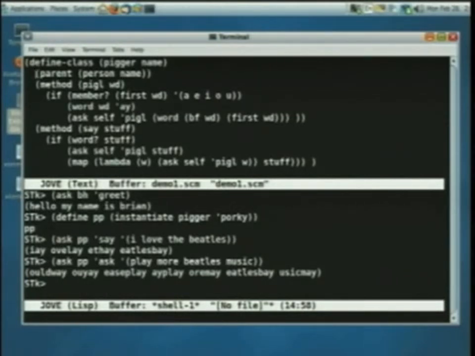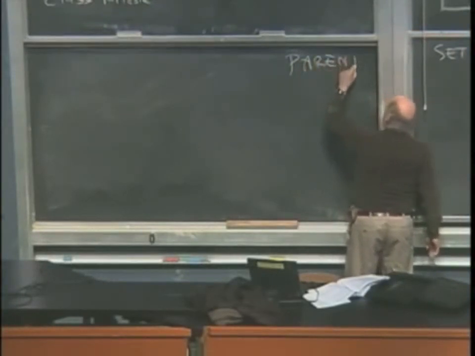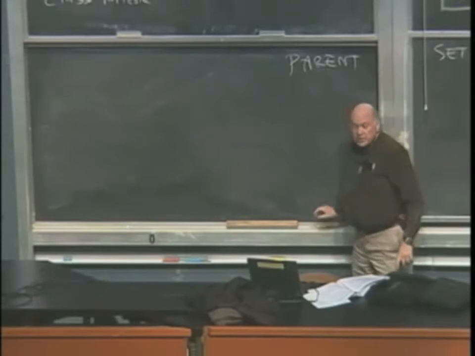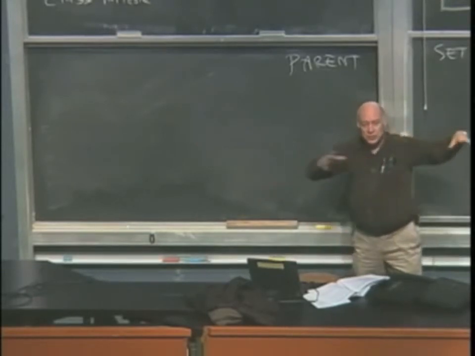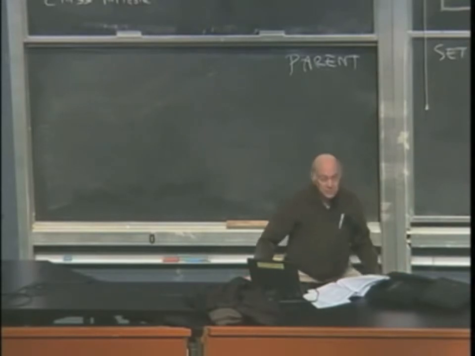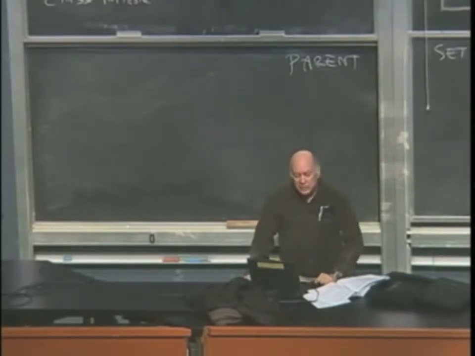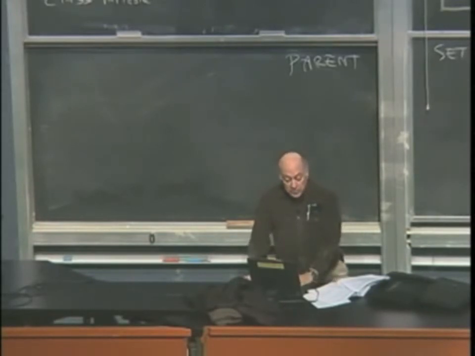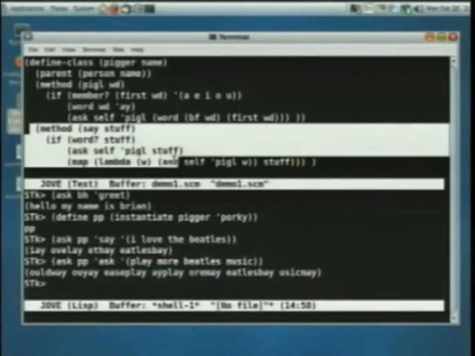It does that because of this clause. So we have a new kind of clause, which is parent. And that's a technical term also. This has to do with the question of inheritance, which is the third leg on which object-oriented programming rests. And this says a pigger is exactly like a person, except for the methods defined here. So persons don't have a piggle method, so only piggers know how to do that. Persons do have a say method, but we don't use it. We use this different say method that speaks in Pig Latin, right?